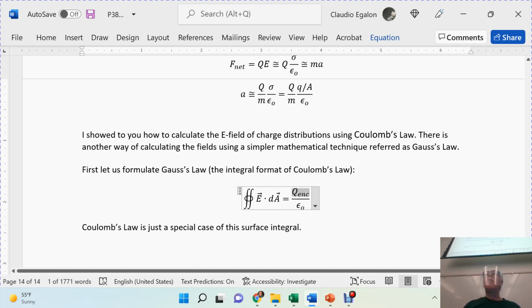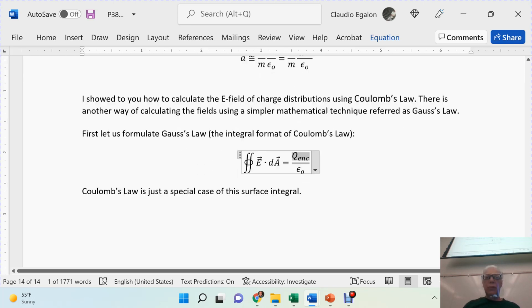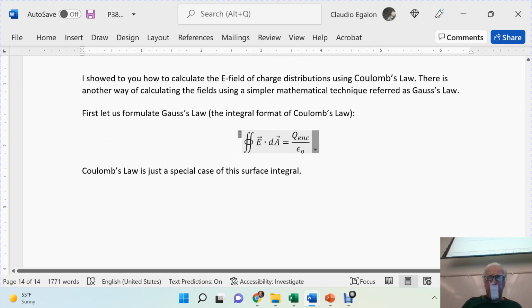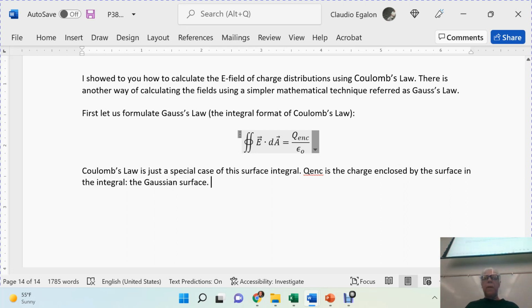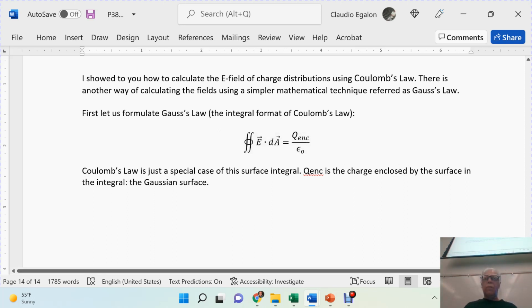That's what it's all about. The charge that is enclosed by this surface. That's how you should interpret it. Okay. Q enclosed is the charge enclosed by the surface in the integral. This surface in the integral is called the Gaussian surface. Lots of things to remember, right? A Gaussian surface is a closed surface.